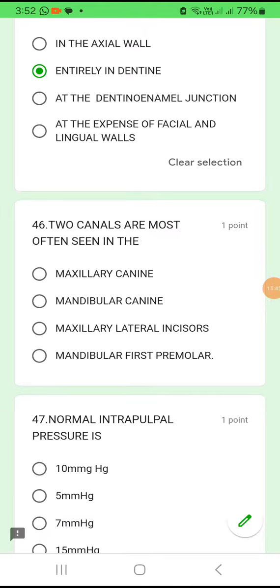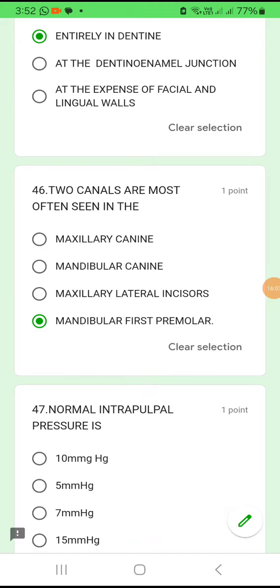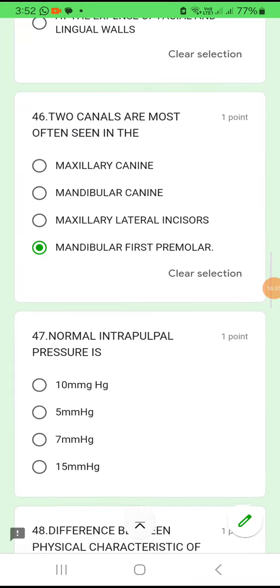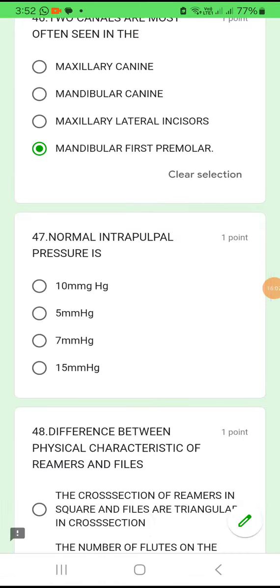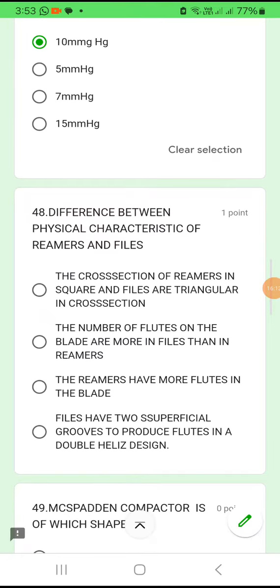46. Two canals are most often seen in which tooth? Okay, two canals are most often seen in maxillary canine or mandibular canine or maxillary lateral incisor or mandibular first premolar. So here, when you look into the options, most of the time two canals are present in mandibular first premolar. Okay, so that is the answer, mandibular first premolar. Question number 47, normal intrapulpal pressure is how much? 10 mm Hg. Okay, so 10 mm Hg. That is a very easy question.